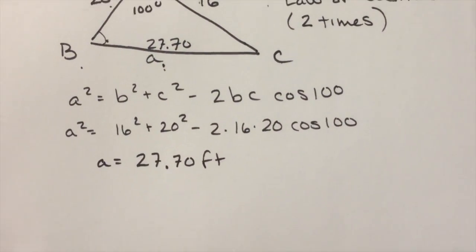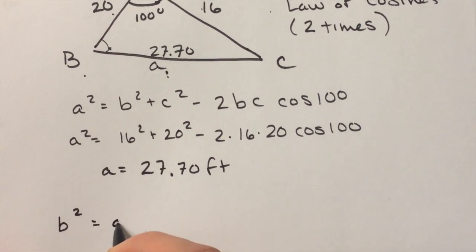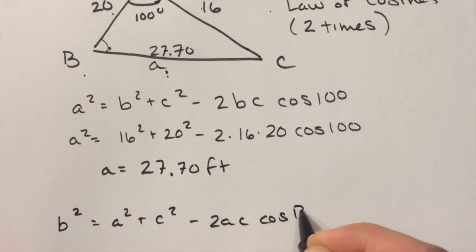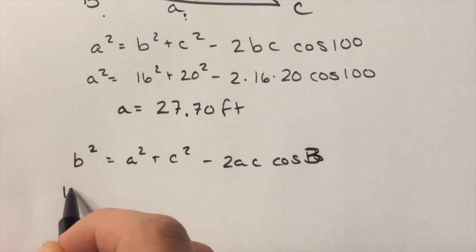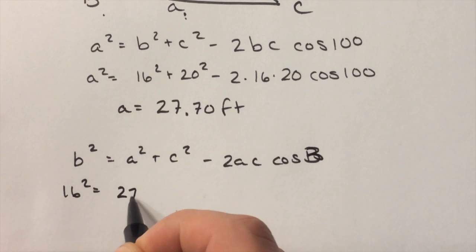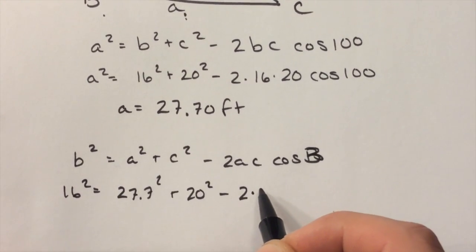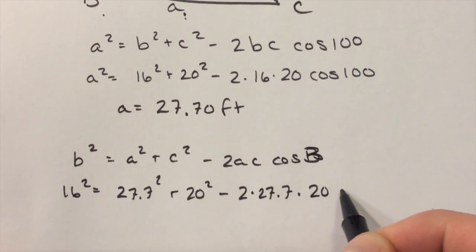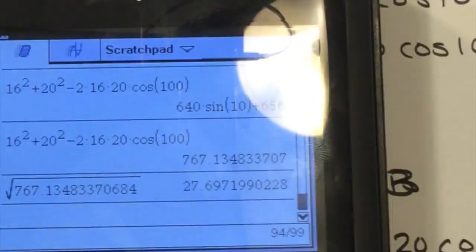I'm going to find angle B. So for angle B, we're going to have the formula b squared equals a squared plus c squared minus 2ac cosine of b. So we already know most of these. This is 16 squared equals 27.7 squared plus 20 squared minus 2 times 27.7 times c, which is 20, cosine b. So now the rest of this I'm just going to do on the calculator. So let's zoom in again.